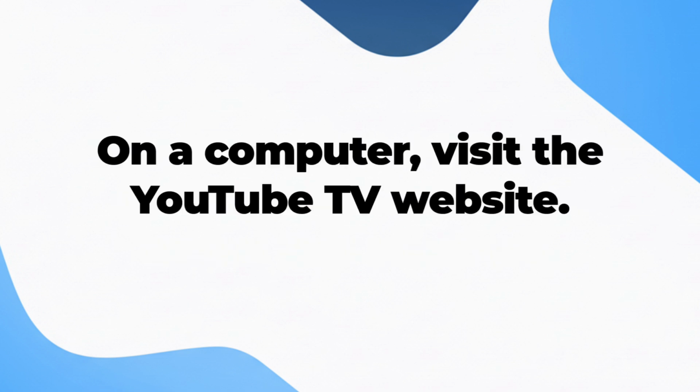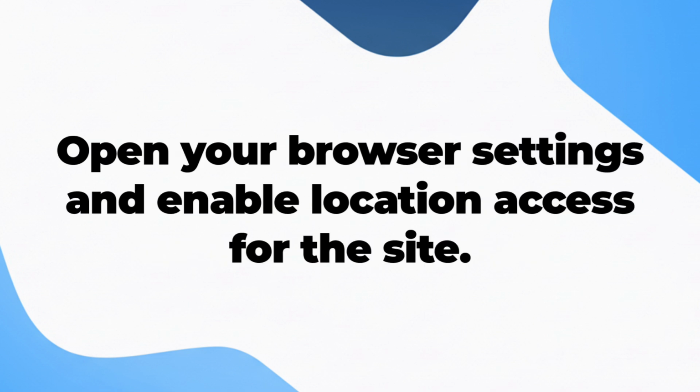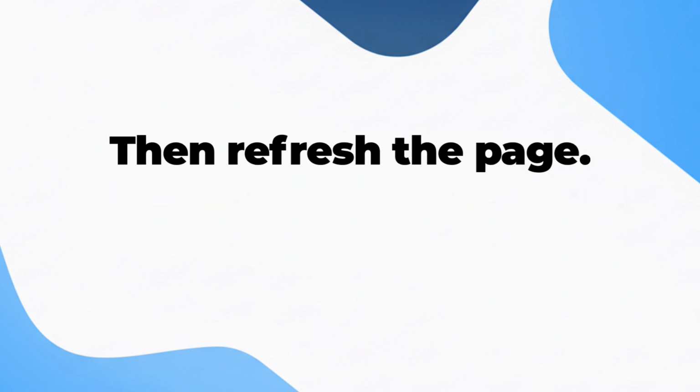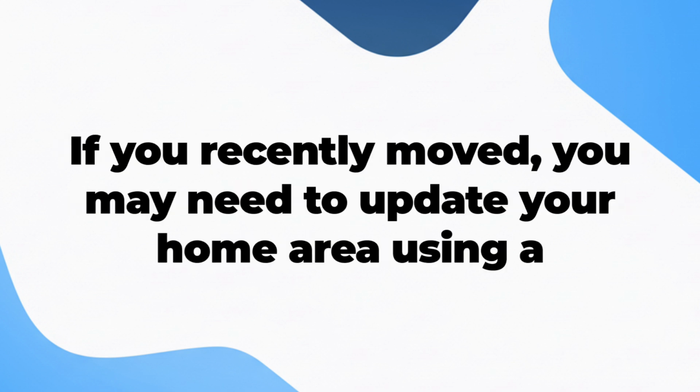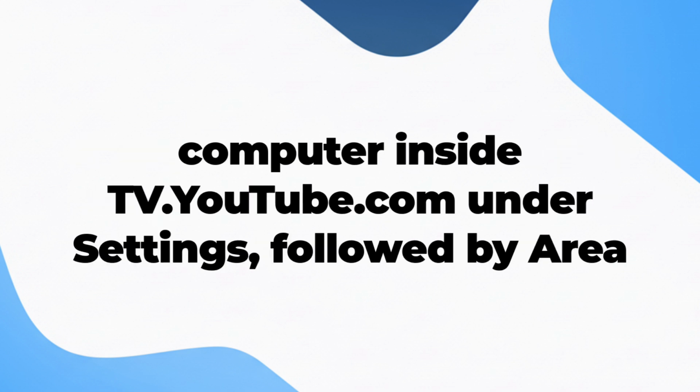On a computer, visit the YouTube TV website, open your browser settings, and enable location access for the site. Then refresh the page. If you recently moved, you may need to update your home area using a computer inside tv.youtube.com under Settings, followed by Area and then Home Area.